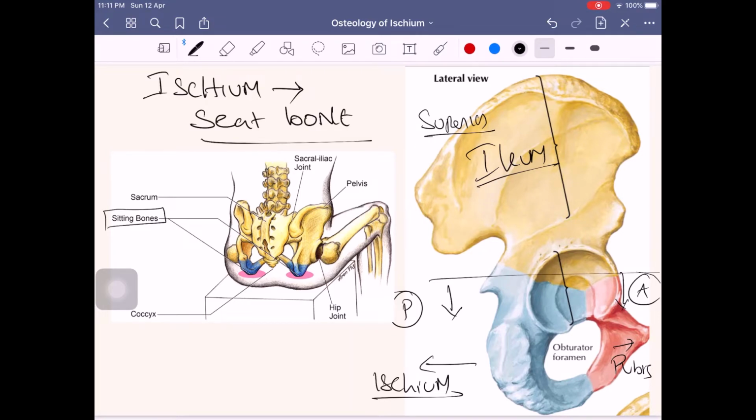In standing, our entire body weight goes through our foot to the floor, whereas in sitting, the body weight reaches the floor or the chair through our ischial bone. So this is the sitting bone, right? So the literal meaning of ischium is seat bone.